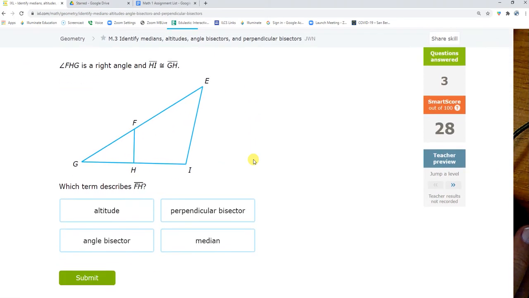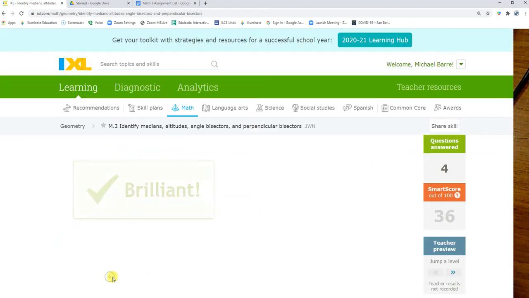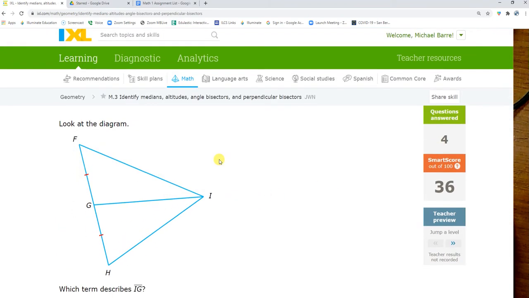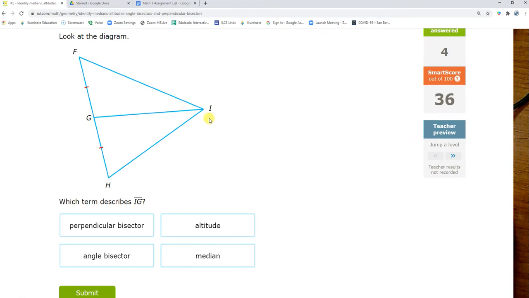Let's see. FHG is a right angle, and these guys, okay, so it's coming down, it's a right angle, and it's cutting this in half. That feels like a perpendicular bisector. That feels like a median, right? It's coming from a vertex and cutting it in half, so it is a median.